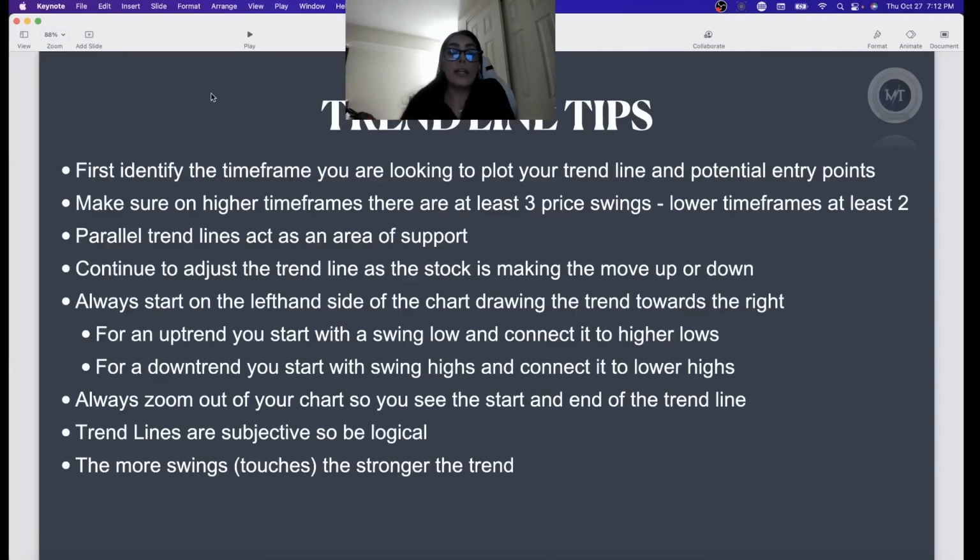For a downtrend, it's the opposite. You start with a swing high and you connect lower highs. So every time that the stock pulls back, that is your swing high, that's one touch. Pulls back again, so on and so forth as it continues that downtrend.